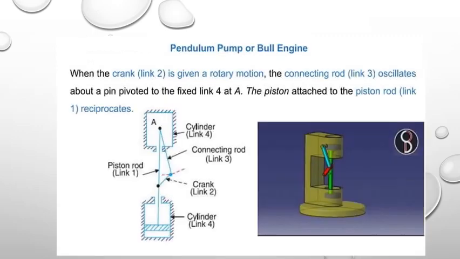The first one is the pendulum pump. Here the crank is given a rotary motion and the connecting rod oscillates about a pin pivoted at the fixed point A. We can see in the figure that the piston rod is link 1, the crank is link 2, the cylinder is link 4, and the connecting rod is link 3. While it moves up and down, the piston will move up and down. This is known as the pendulum pump.